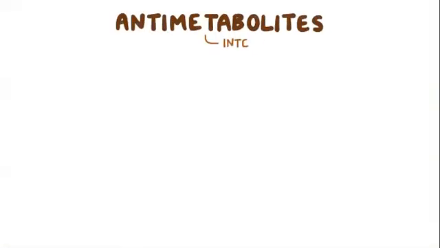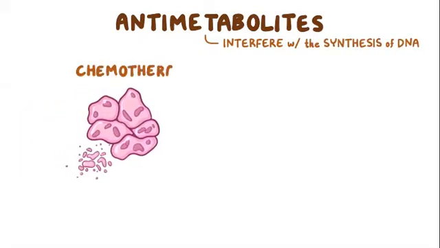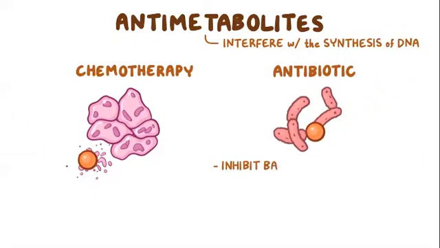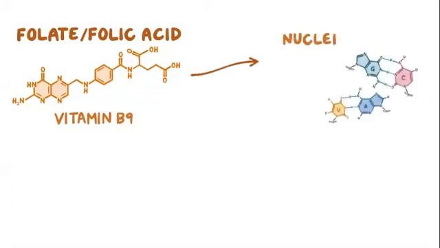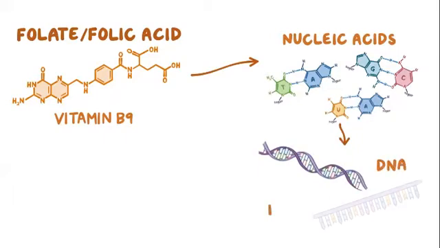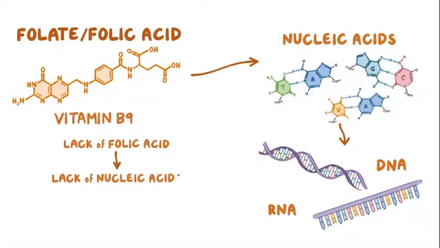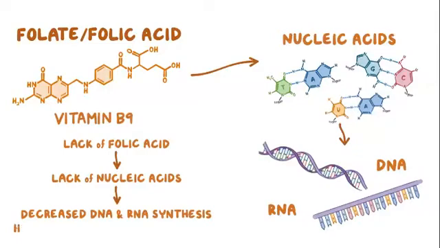Antimetabolites are medications that interfere with the synthesis of DNA. Some antimetabolites are used in chemotherapy to kill cancer cells, while others are used as antibiotics since they inhibit bacterial folate synthesis. Folate, or folic acid, also known as vitamin B9, is necessary for the synthesis of nucleic acids, which are the building blocks of DNA and RNA. Simply put, a lack of folate results in a lack of nucleic acids, which then results in decreased DNA and RNA synthesis, leading to a hindered cell division and function.